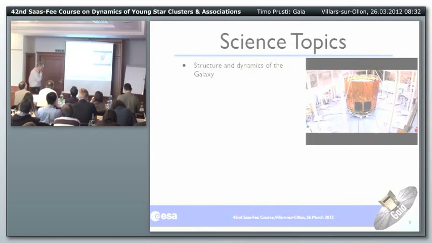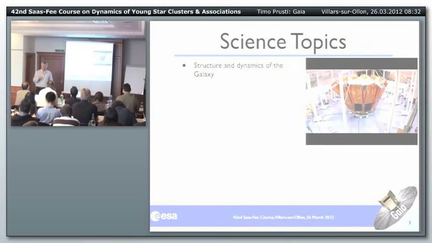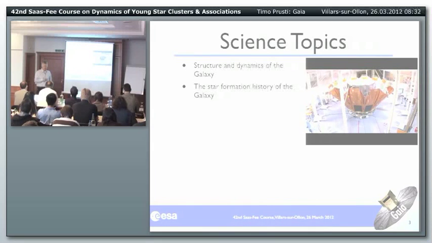Science topics. It's not only a very limited area which Gaia is going to address. Really the main thing is the structure and dynamics of our Milky Way galaxy. Obviously, if you know where the stars are, and if you know where they are going, you get the structure, you get the dynamics. If you combine that with photometric and spectroscopic information, you can start to look at the stellar properties. You can start to talk about star formation on a global scale in our Milky Way galaxy.